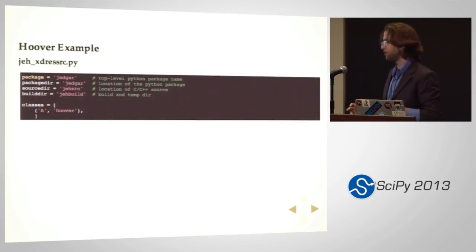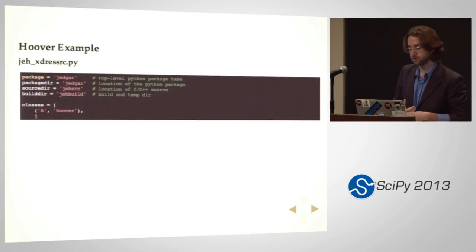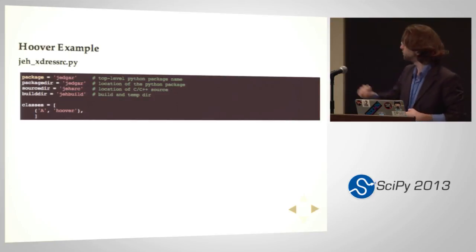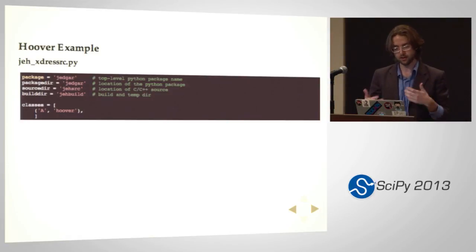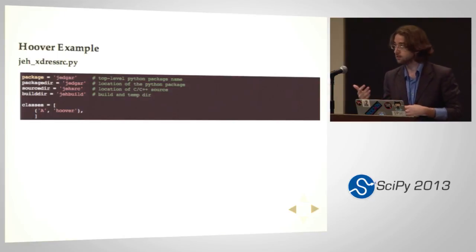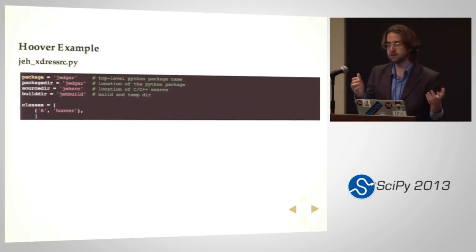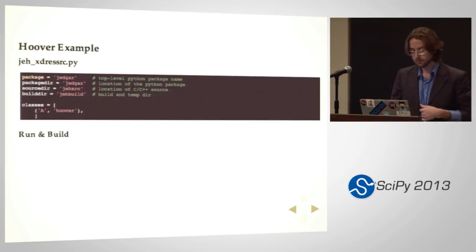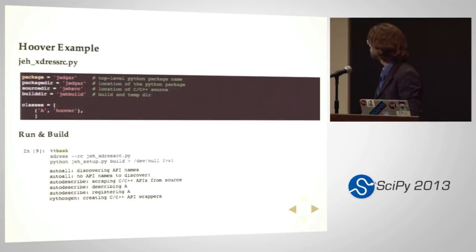All you have to do to generate Cython wrappers is write a special XDress RC file, and this is all that goes in it. This is exactly what you write. You say what the package is, where it lives, what the target package is, and where you want your build temporary files to go, because this does a lot of caching to speed up the XDress runtime. And then you say what API elements you want to wrap. So here we have classes. You say there's an A class in the Hoover files. And then you simply run it, run and build.